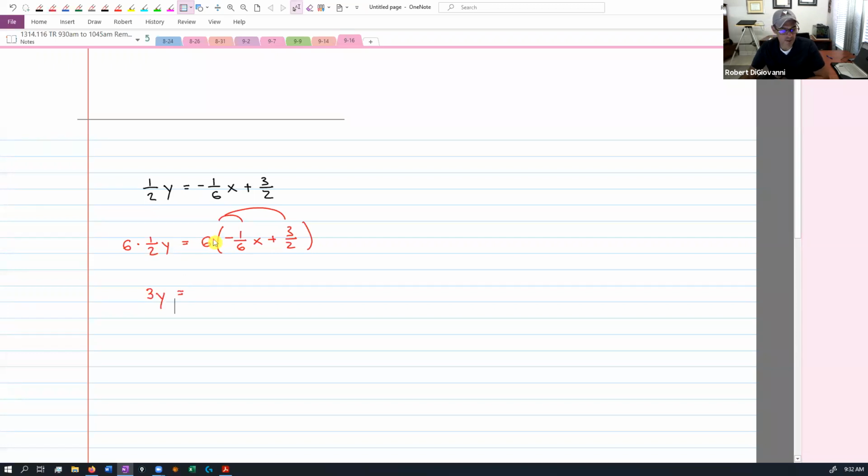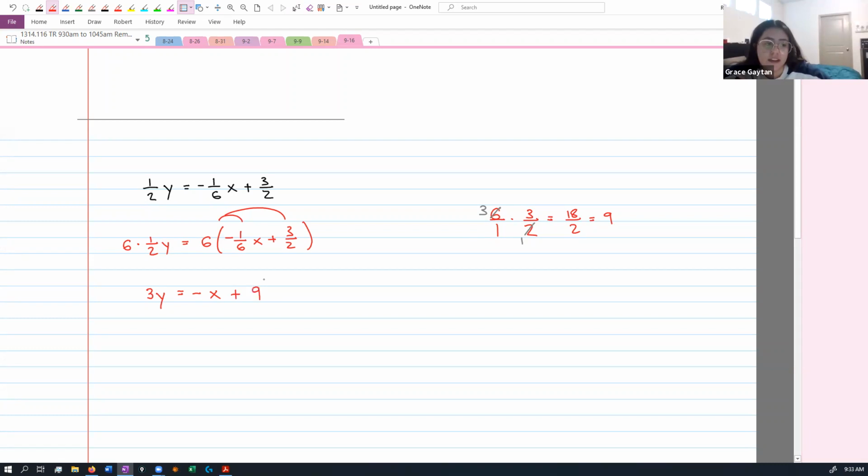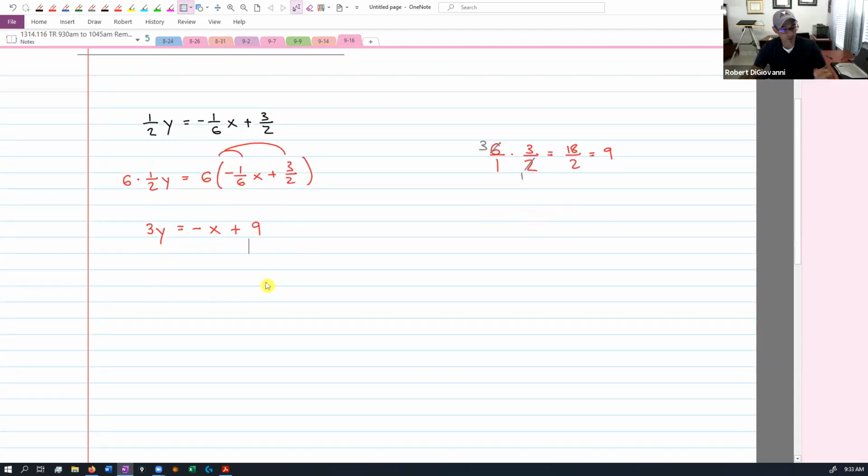And then when you multiply the 6 times -1/6, the 6's cancel, right? And you should just get -x. And then when you multiply the 6 times the positive 3/2, I'll do that on the side. If you go straight across, 18/2, which is 9. The other way you could do it would be to reduce the fraction, divide 2 in here, 2 in there, you get 3 times 3/1, which is 9 also. So is that okay, Grace? No, yeah, that was fine. Okay. Now, the next step is to actually go find the intercepts.